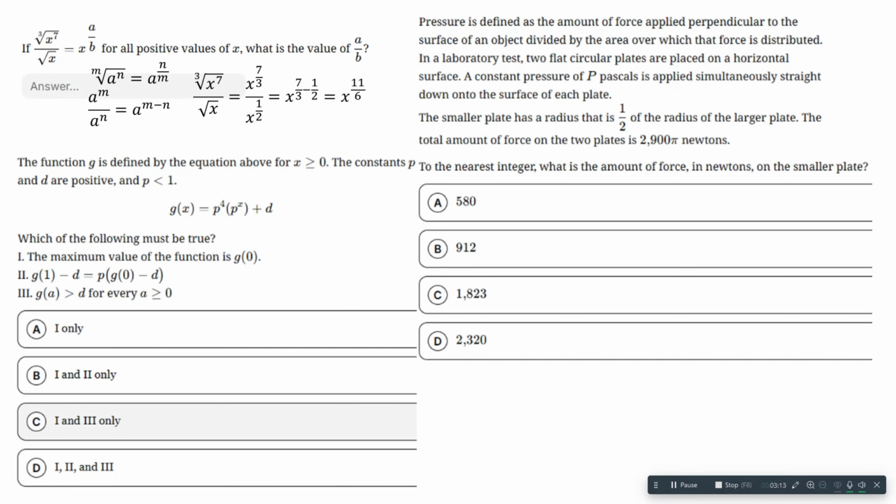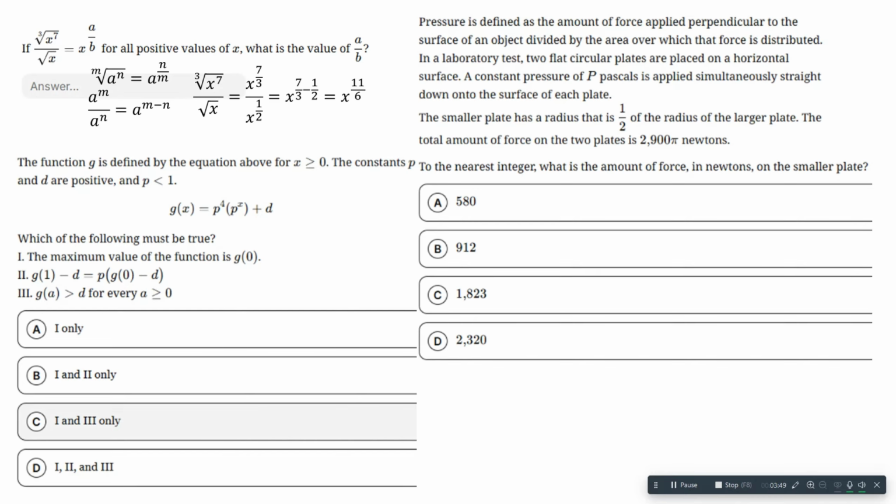As you know, for constant pressure, the force equals the pressure times the area. But the pressure is constant, therefore the force is proportional to the area. The radius of one plate is one half of the other, therefore the area is proportional by a quarter, and the force is also proportional by a quarter. So if the force on the small plate is F, then the force on the larger plate is 4F. So the total force over two plates is 5F.